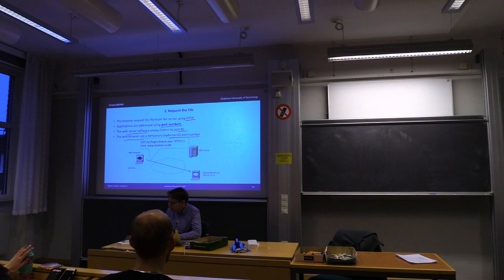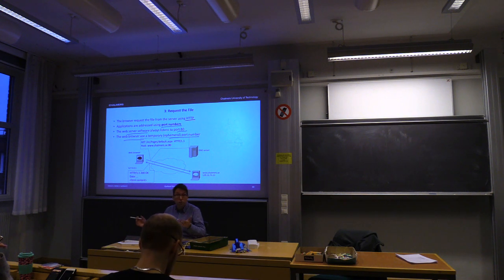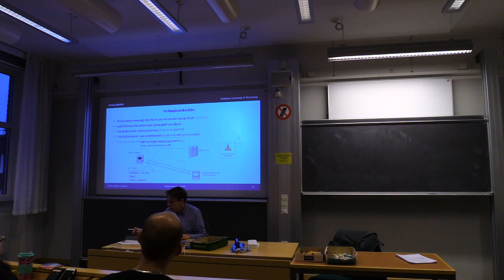Now the web server software gets this command and returns the file by first saying, okay, HTTP 1.1, so this is the protocol I'm talking, 200 is the OK code, and then it gives us the information. And then the web browser software basically displays this. Questions?